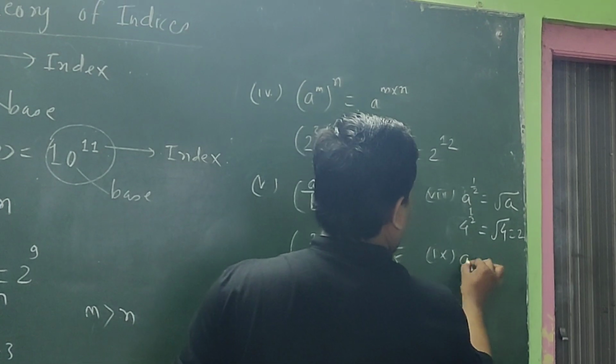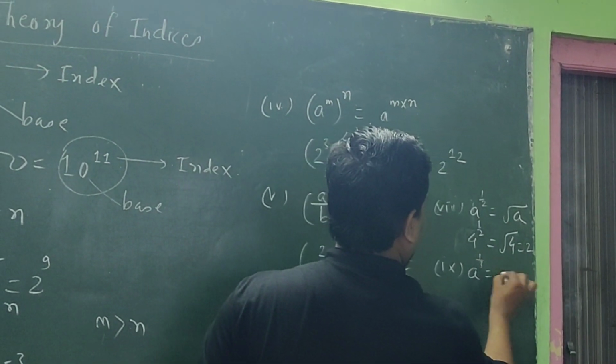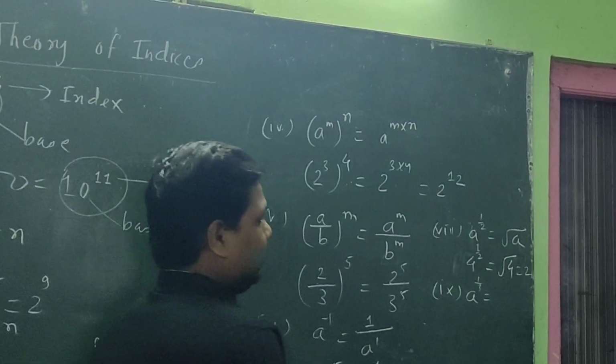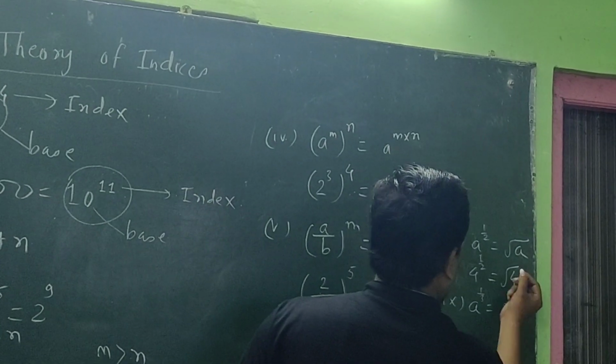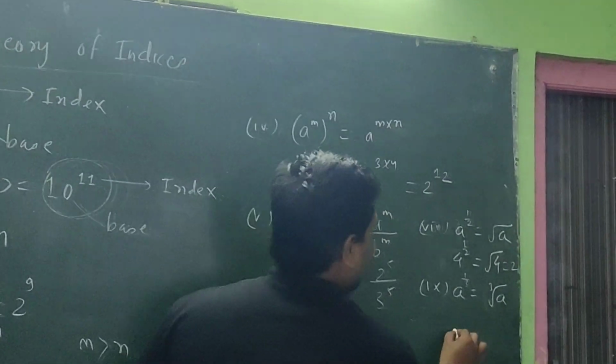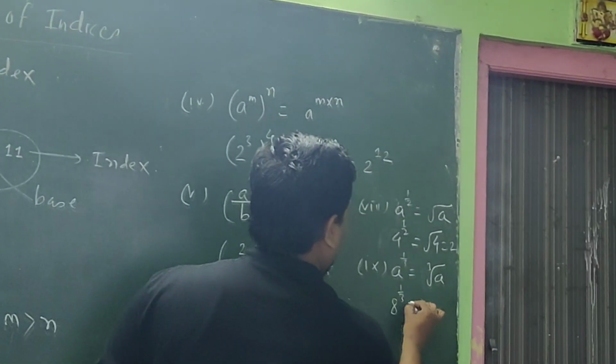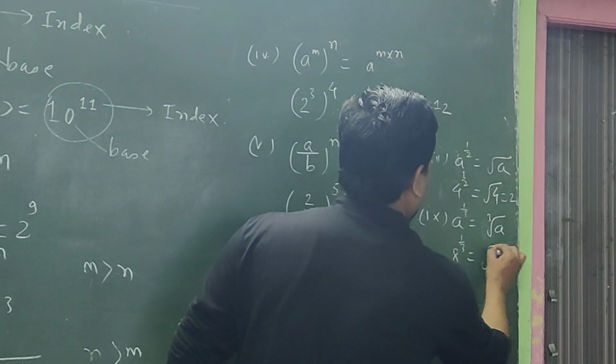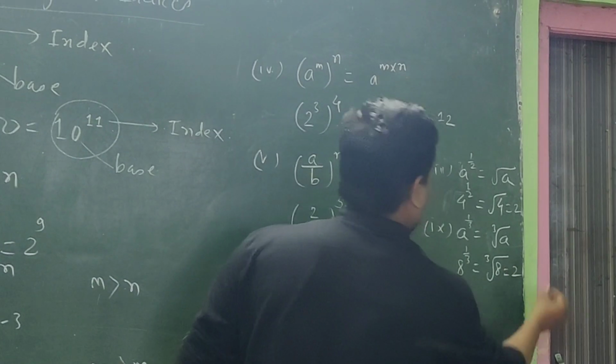Now the next, this was the 8th and this is the 9th formula. If something is raised to 1 upon 3, then it will be the cube root. It will be like this: 8 raised to 1 third means cube root of 8, which is equal to 2.